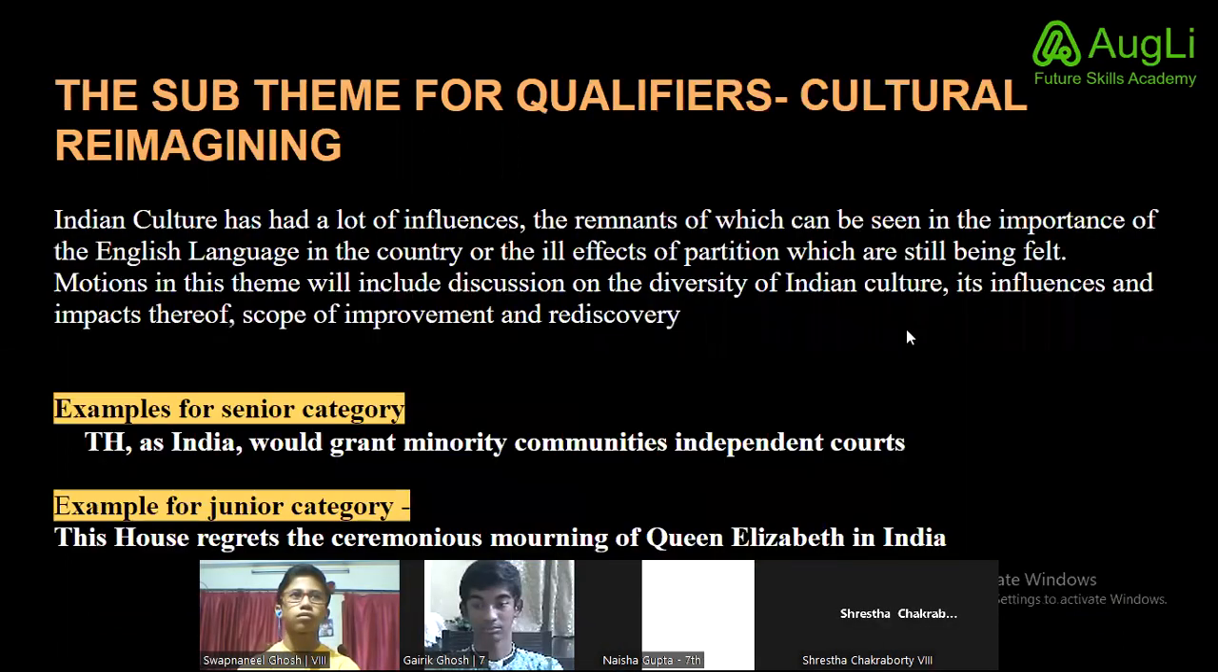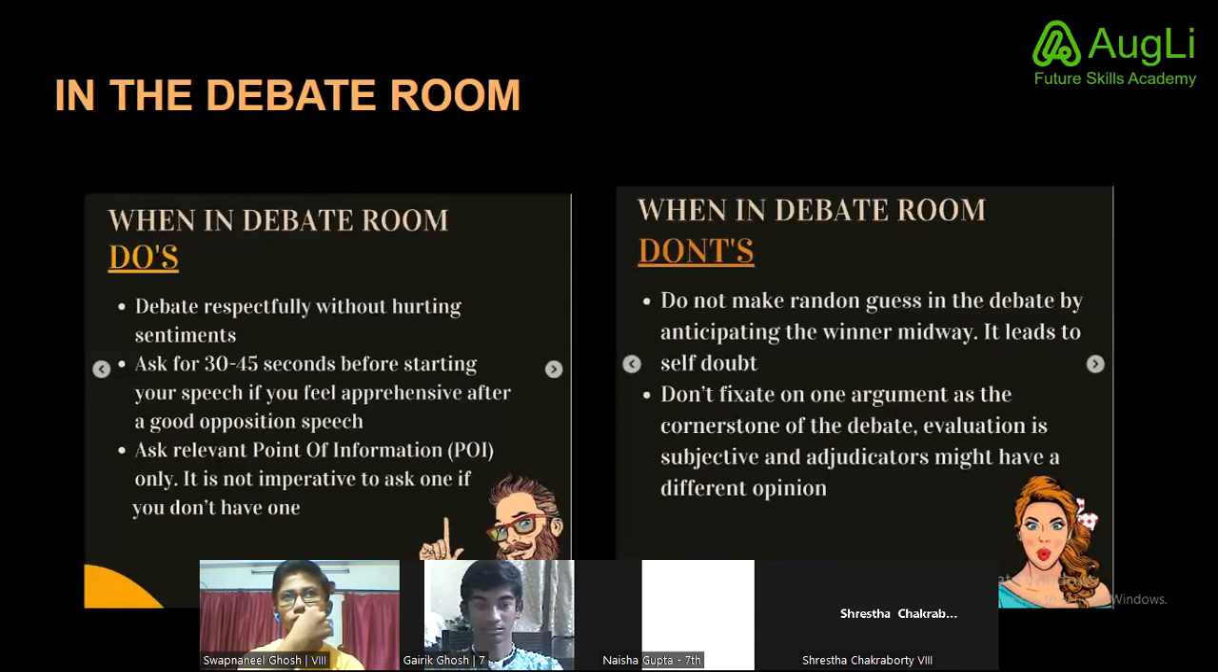Okay, why am I changing this slide? This is the one we're supposed to discuss. What are you supposed to do in the debating room, and what is it that you should avoid? One, about the do's. Debate respectfully without hurting sentiments. I think this is extremely important given the context here of the Indian Debating League. We'll be talking about the various aspects of Indian culture, and we definitely feel very vehemently about things that are very immediately concerning us, right?